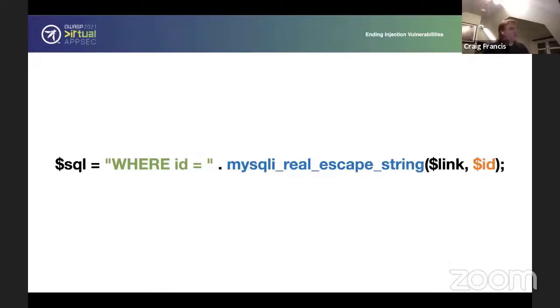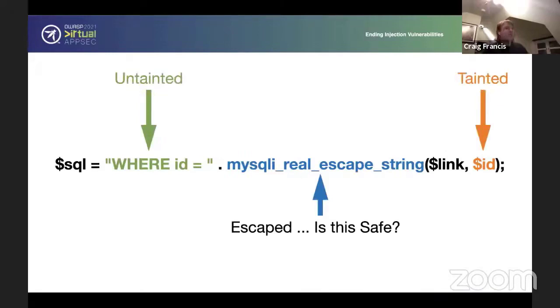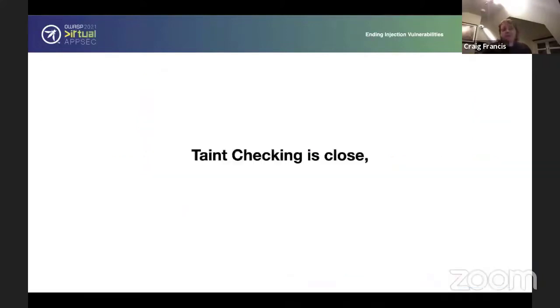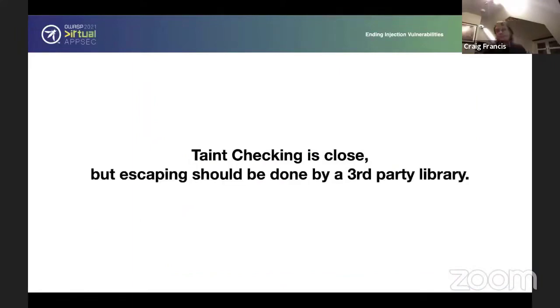Another example here is SQL, which is where ID equals. You've got your escaping. Is this safe? Still missing the quotes, and therefore this kind of escaping is again flawed. And Spamton is able to extract information from the admin table. So taint checking is close. You know, it's got the right idea, but escaping should be done by a third-party library, a library which understands what it's doing. You know, it understands the context in which it works. A database library knows about SQL. An HTML templating engine understands about HTML. Sorry, I put that wrong.